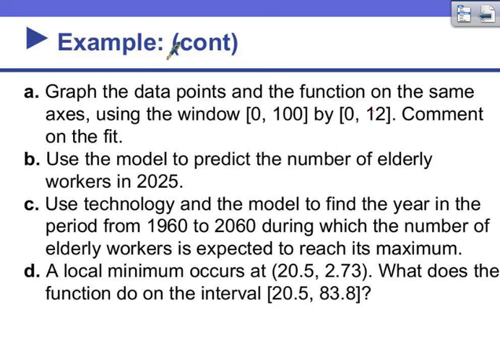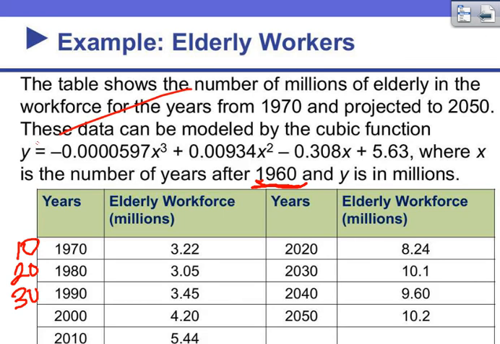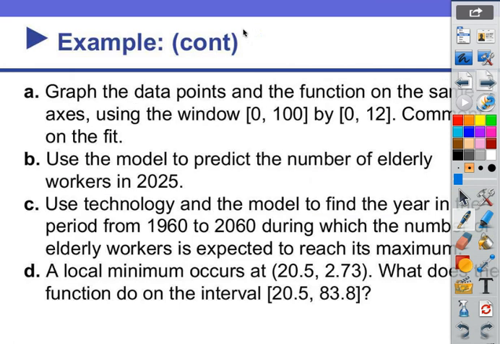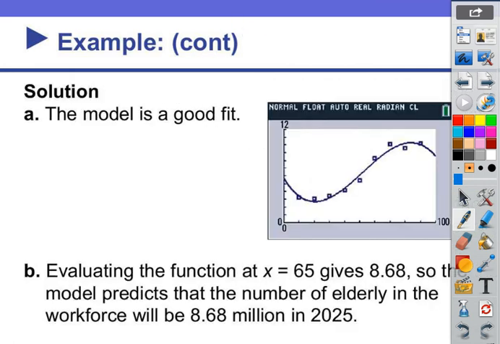Alright, that will get your data points on there, and then in order to get the function on the same graph, we would go to y equals and put this function right here in y1. You're going to have to type all those numbers in, and then press graph and see if you see the curve and the data points together. It should look like this. Here's a picture of that answer.